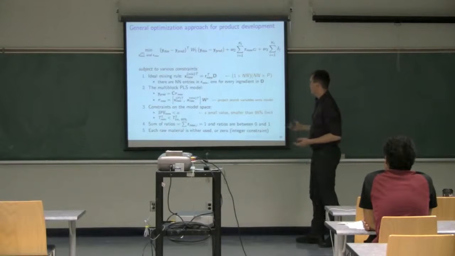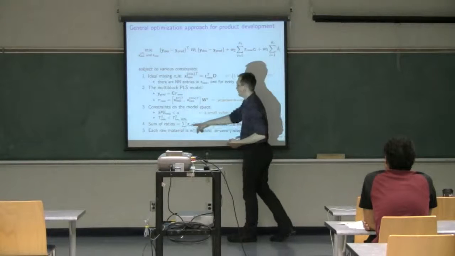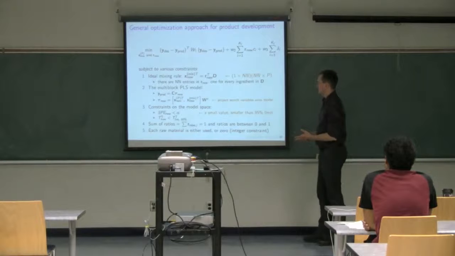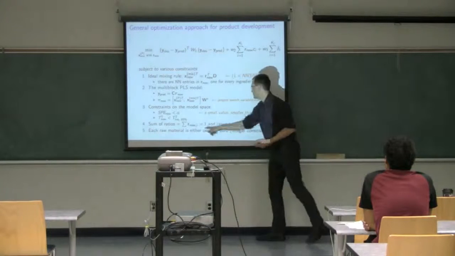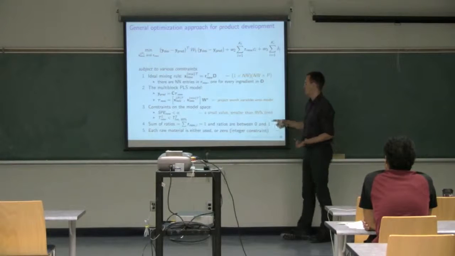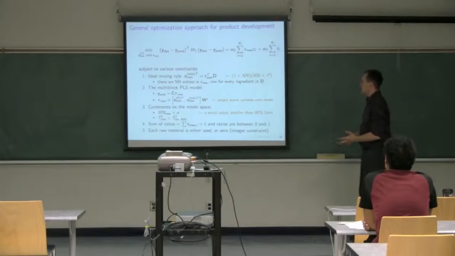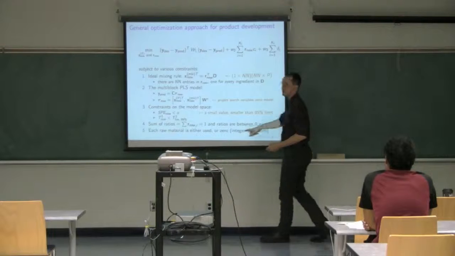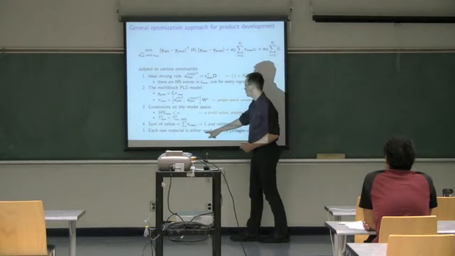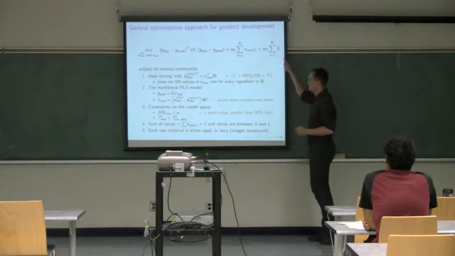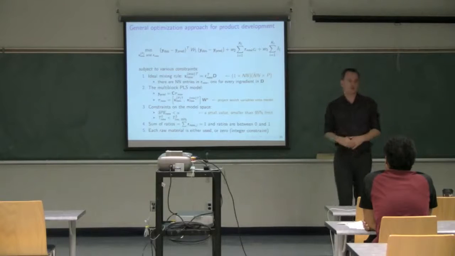The final other constraints are the obvious ones. You want the sum of the ratios to add up to 1, and you want to make sure that those ratios that are used, those values in R, are between 0 and 1. So that's a standard constraint, it makes sense. And then finally, you have some integer variables here that each raw material is either used or is not used. So that's where the delta comes from. Delta I, one for every potential raw material.